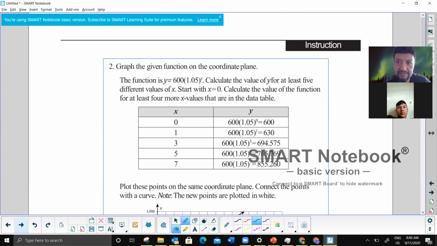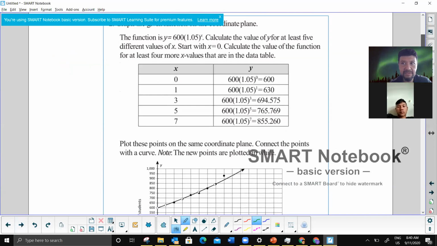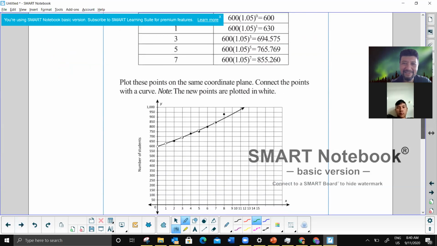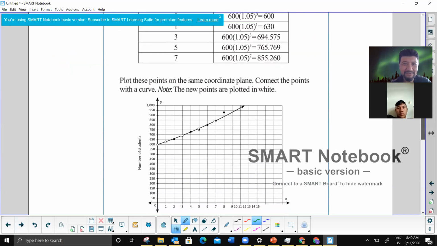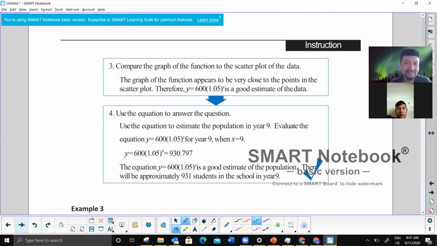See how it calculates it? Table values, and they did the same thing we did. They jumped values. Notice that 1, 3, 5, 7, and look at the graph. So the graph does a pretty good job with that as well. Let's see if there's anything else. And then they use the equation, because now when you use the equation, they could make an estimation of what year 9 was. And they'll say, oh, well, in year 9 you should have 930 students. So they went to the conclusion that this is a good estimate.